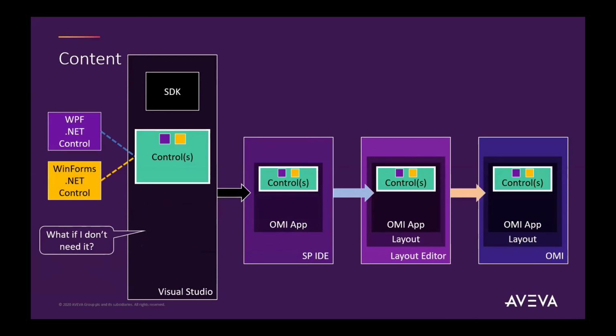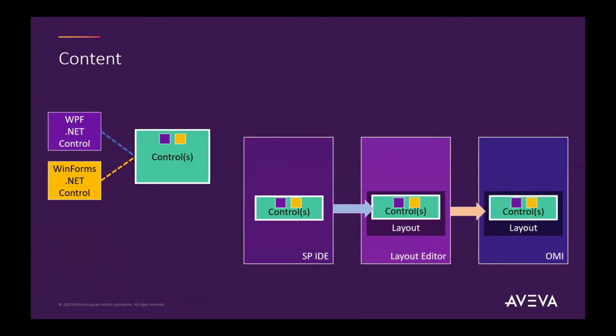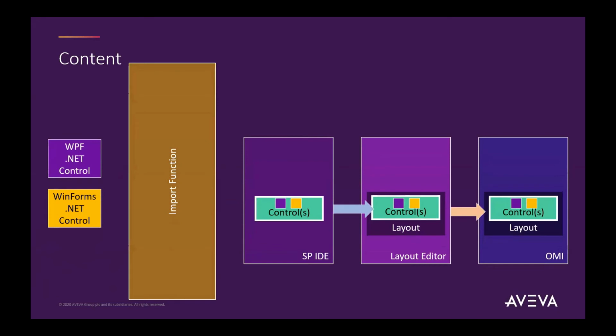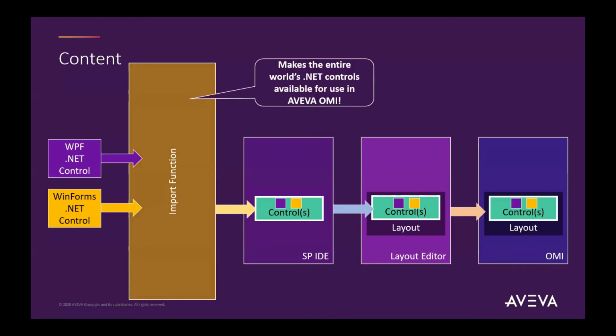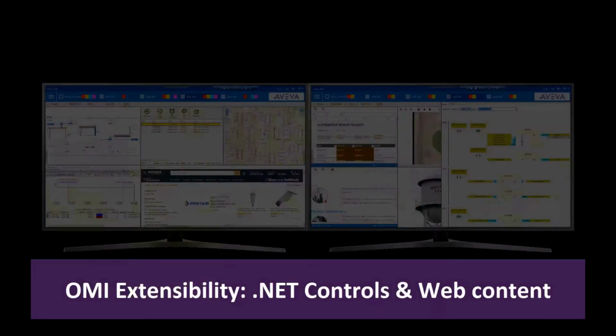So what we've done for 2020 is to say, yes, you don't need Visual Studio if you just want to use the control. We'll allow you to straight import that control and make it available directly in the IDE for placement in the layout. And you can script to it, and you can do everything else to it. So when I showed you the layout scripting earlier, it is not just for OMI apps, but any control that you want to put on there, you can stick it on there, and that control will be scriptable and available, and you can use it directly inside OMI. And this, of course, makes the world's .NET controls available for AVEVA.